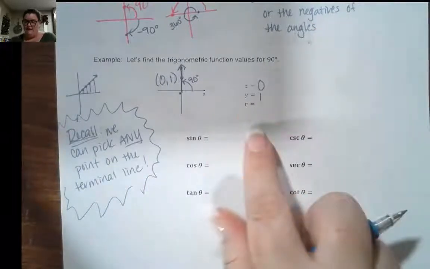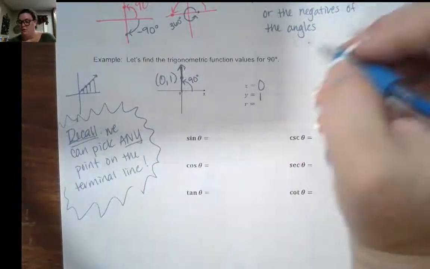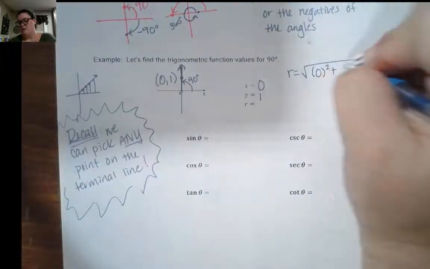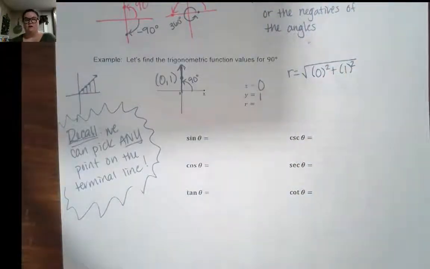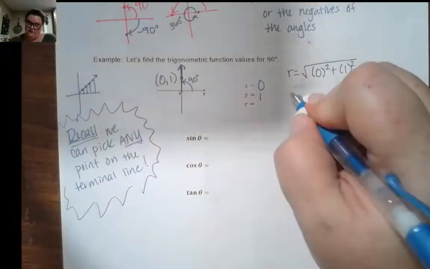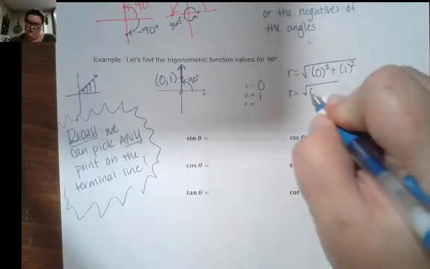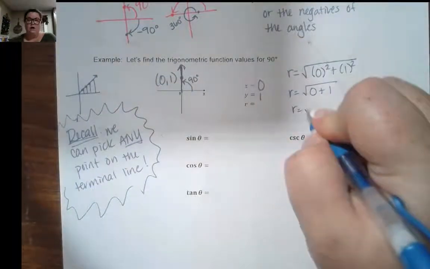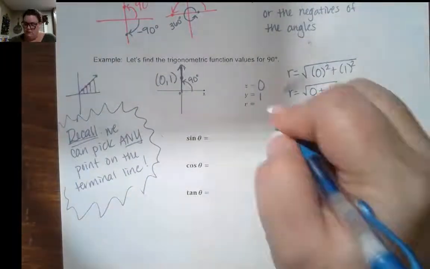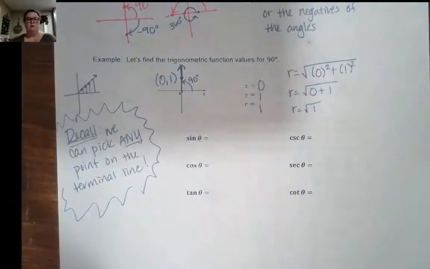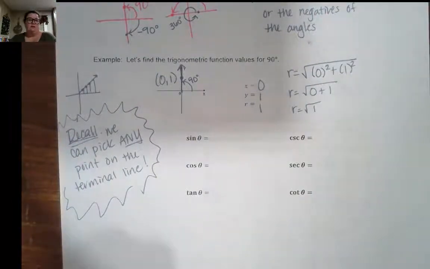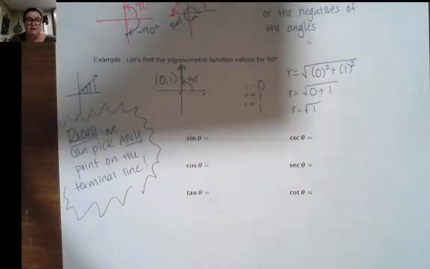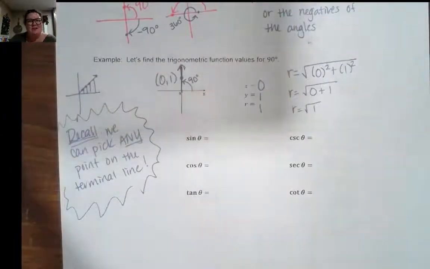And then again, I can solve for r. So remember, r we get by taking the square root of our x value squared plus our y value squared. So if I simplify this, r is equal to the square root of 0 plus 1, or the square root of 1, which again is just 1. So even though it looks a little bit more confusing when we first draw it, it actually ends up being a lot easier because look at how pretty our values are.